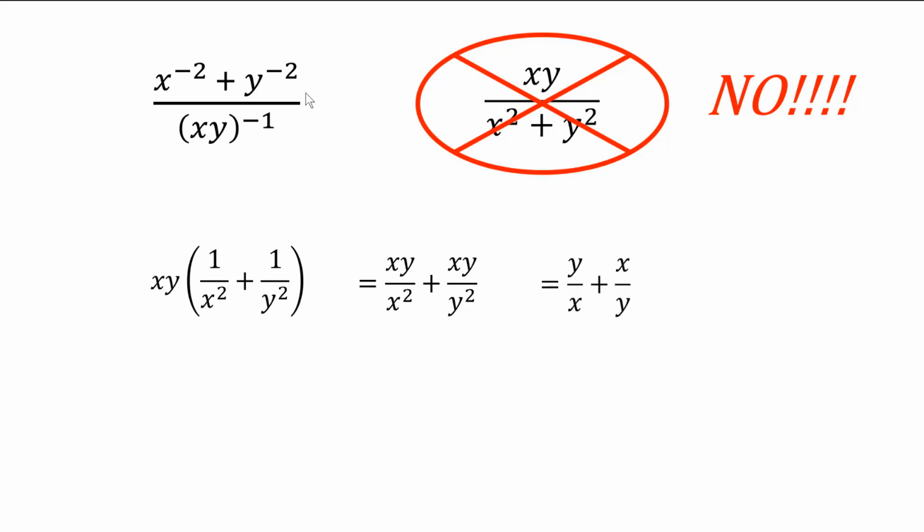and then you can cancel the x in the first one, and you'll have y over x plus x over y, and then you can get a common denominator xy, and you will have y squared over xy plus x squared over xy, and then you can write this as x squared plus y squared over xy, which looks very familiar. It looks a lot like the original problem, but it is very different.